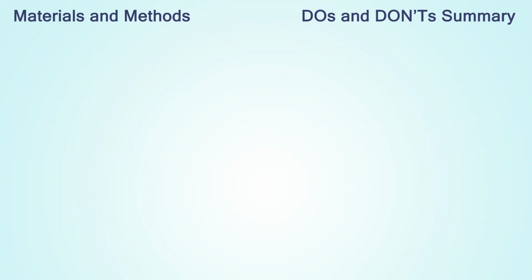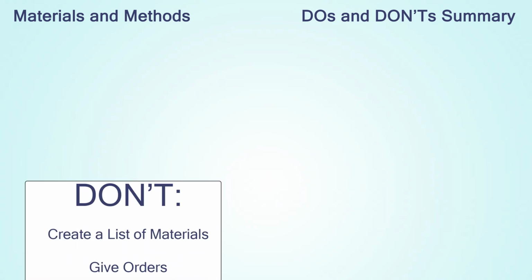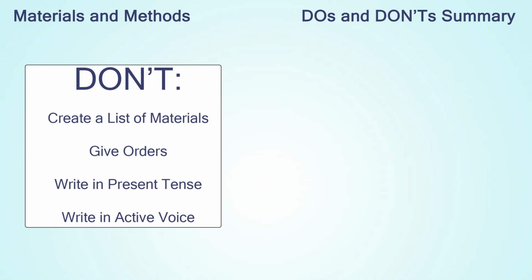By this point in our video segment, we have covered the general how-tos, do's, and don'ts of writing the materials and methods section. Before we move on to the fine details of writing an excellent lab report, let's recap or summarize the do's and don'ts. We'll start with the don'ts and end on a positive note, the do's. First, you don't want to create a detailed list of every single item that you use in your experiment. As you write your sentences, you don't want to give the readers orders or write in imperative sentences. You also don't want to write in the present tense or in active voice.